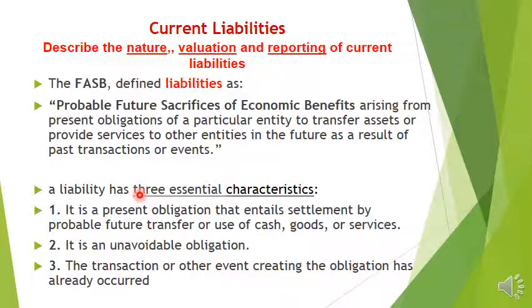A liability has three essential characteristics. The first one, it is a present obligation that entails settlement by a probable future transfer or use of cash, goods or service. So it is a present obligation. The second, it is an unavoidable obligation. The third, the transaction or other event creating the obligation has already occurred.